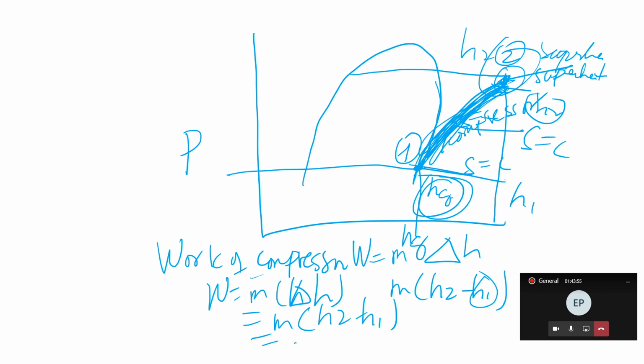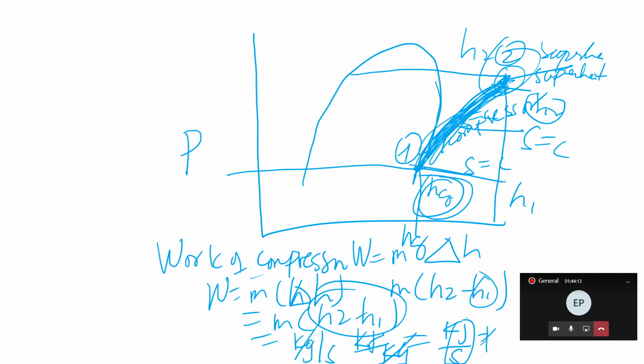What is the unit of mass? Kilogram per second. When you subtract the enthalpies, it is kilojoule per kilogram. What happens to the kilogram? Cancel. What remains is kilojoule per second. What is joule per second? Watts. The prefix K means 1,000, so kilowatts. The kilowatts you got as the work of compression can be converted to tons of refrigeration.